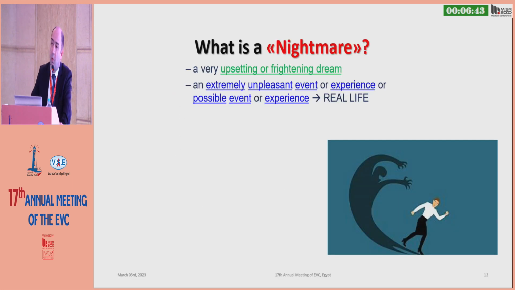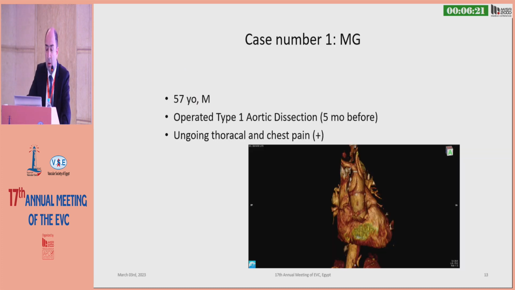So what if we don't obey the rules, or what if the patient is really complex? It's a nightmare. So what's a nightmare? A nightmare is a very upsetting or frightening dream, or an extremely unpleasant event or experience that we have to face. So these are some of the nightmare cases. Case number one is a 57-year-old male patient.